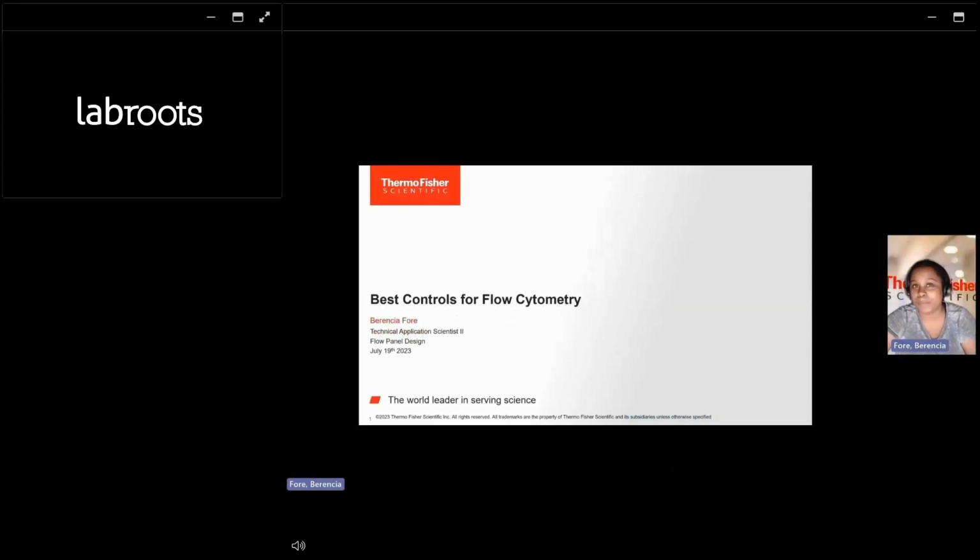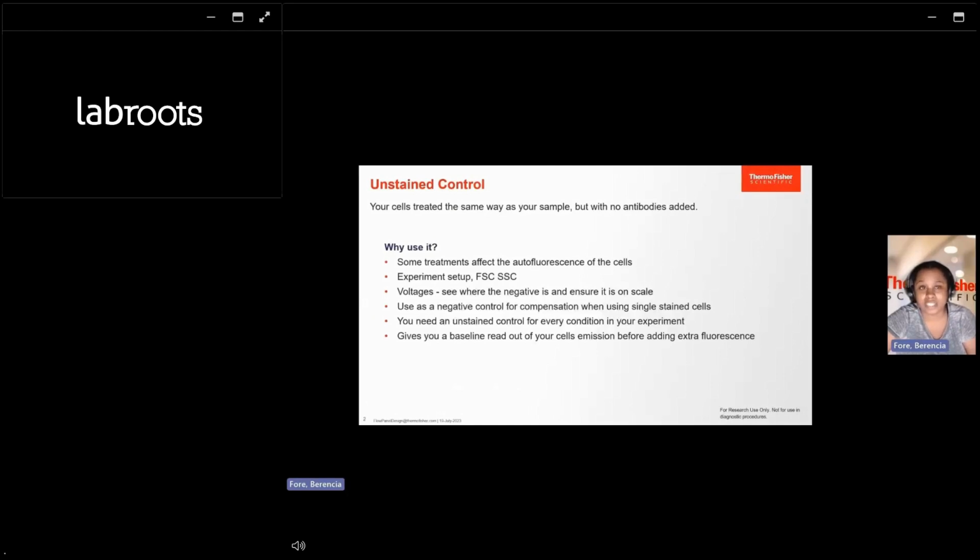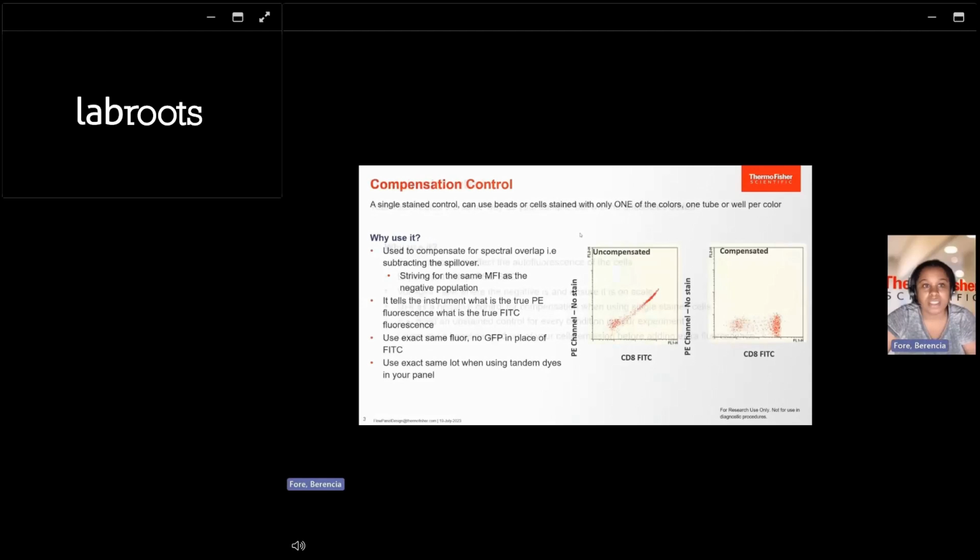Today, I'm going to walk you through the best controls that you need for your flow cytometry experiment. The first control that I think is really important is an unstained control. This control is your cells that are treated the same way as your sample, but with no antibodies added. The reason why you would want to use it is because some treatments affect the autofluorescence of your cells, and it will give you a baseline level readout of your cells on your cytometer to see where the natural fluorescence falls.